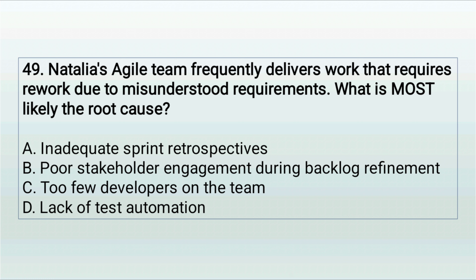49. Natalia's Agile team frequently delivers work that requires rework due to misunderstood requirements. What is most likely the root cause? A. Inadequate sprint retrospectives. B. Poor stakeholder engagement during backlog refinement. C. Too few developers on the team. D. Lack of test automation.